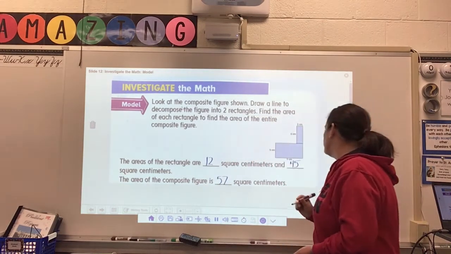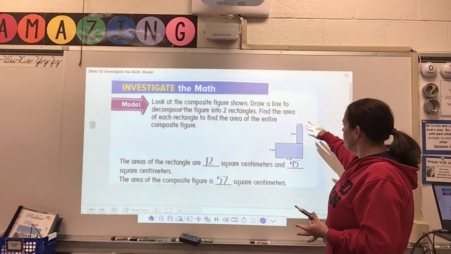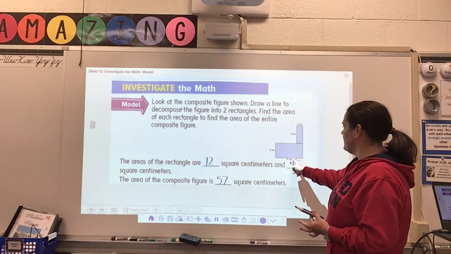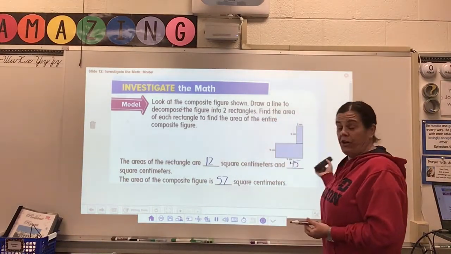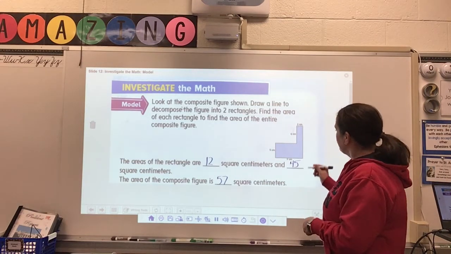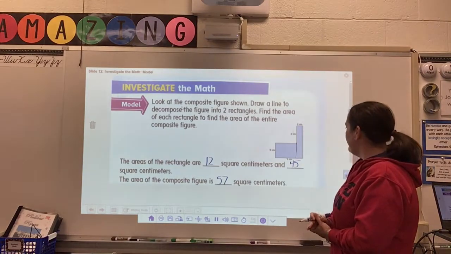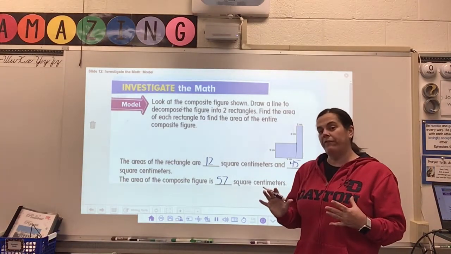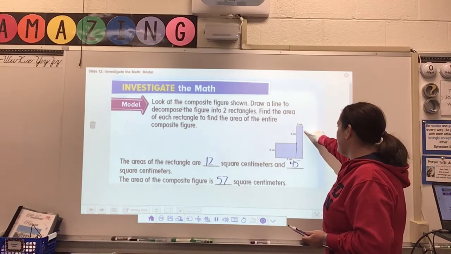57 square centimeters. Now, I told you that I could have decomposed this rectangle going that way. Let's see if we would get the same answer. We should get the same answer. The reason it's a little bit more challenging to decompose your rectangle this way is because you have to do a little figuring, because we don't know the length of this side.